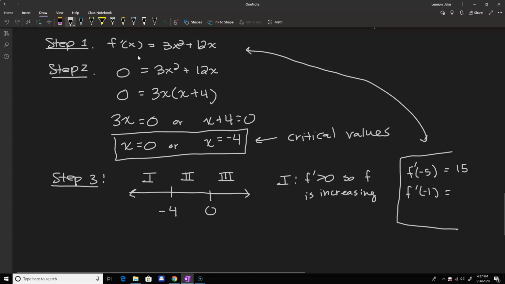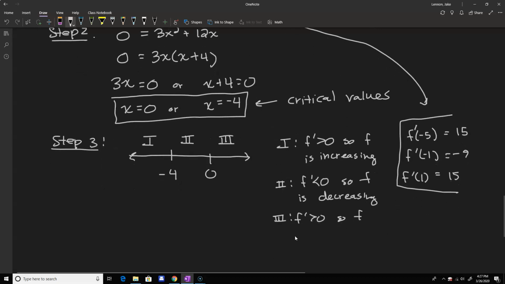Again, plug that back into f prime of x. If you plug it into your calculator, you end up with -9. So in region 2, we have a negative first derivative, so that means f is decreasing. And then in the third region, we can plug in, again, any number bigger than 0. So let's say f prime of 1, that will come out to positive 15. So in region 3, we have f prime greater than 0, so f is increasing.